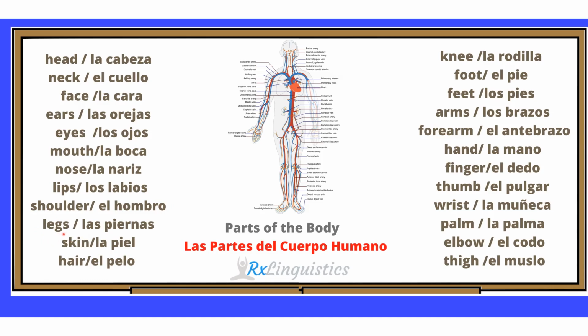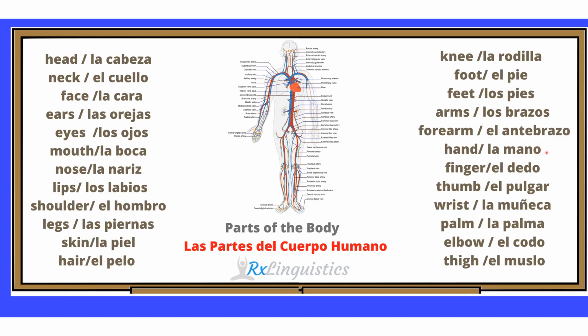Now, legs, las piernas. Skin, la piel. Hair, el pelo. Knee, la rodilla. Foot, el pie. Feet, los pies. Arms, los brazos. Okay. El brazo means one arm, and los brazos means both arms. Forearms, el antebrazo. Hand, la mano.